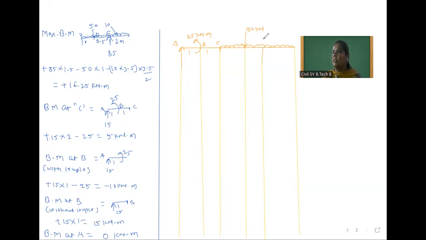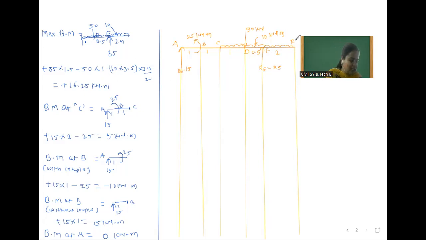50 kilonewton. The intensity of the uniformly distributed load is 10 kilonewton per meter. This is E point. This is D point. This is C point, 1 meter distance. Here 0.5 meter, and this distance is 2 meter. This is F point. First we will draw the shear force diagram. Reaction at A, 15. RA is equal to 15 and RE is equal to 85. Okay, now we will draw the bending moment diagram.